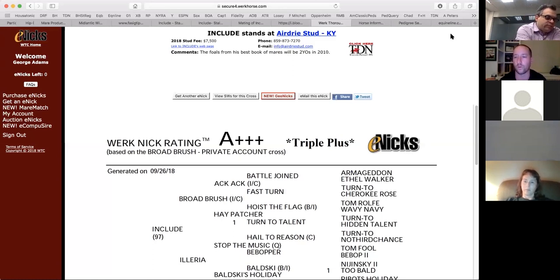the way it tends to work over time, those nick ratings are going to go down because lots of people with a private account daughter or granddaughter, who maybe is by one of his lesser sons and doesn't have her own strong family behind her, are going to breed her to include and say, well, I'm going to try and duplicate this cross that has worked and upgrade my mare that way. And statistically, it doesn't end up working, and it dilutes the cross.